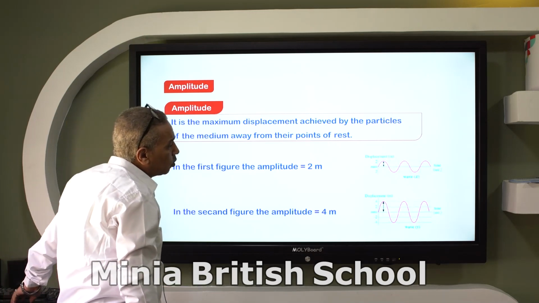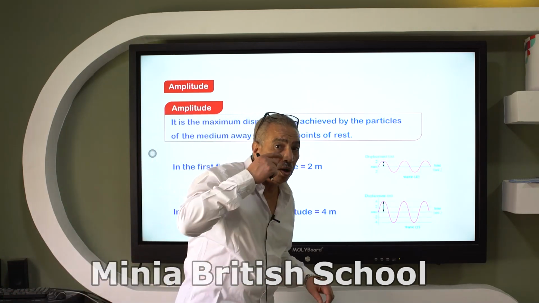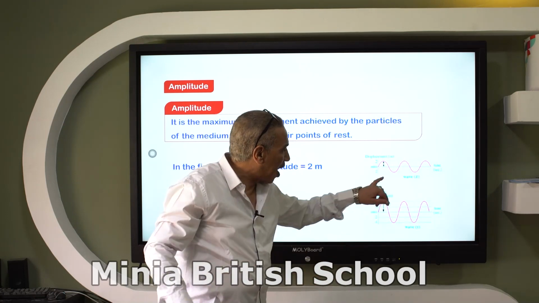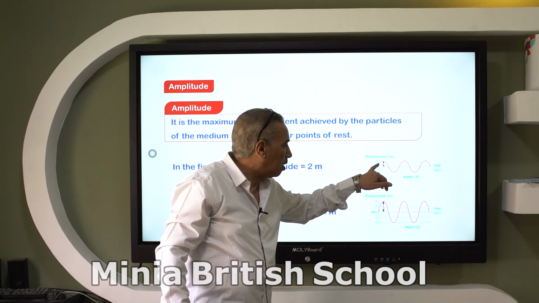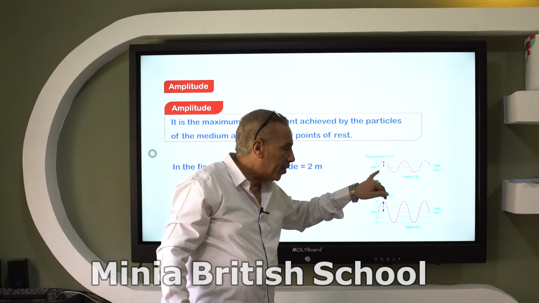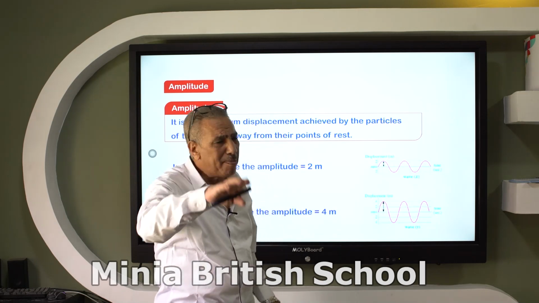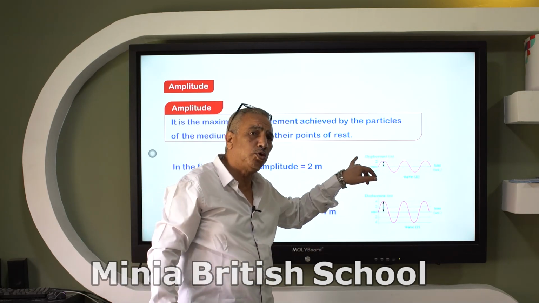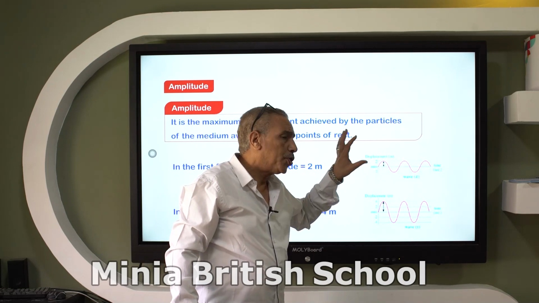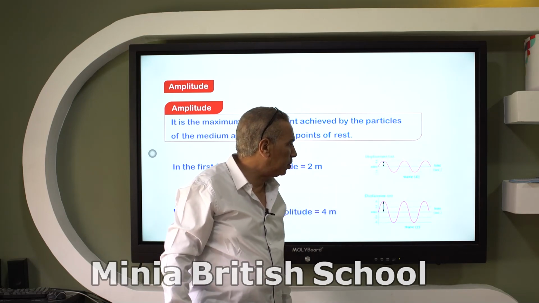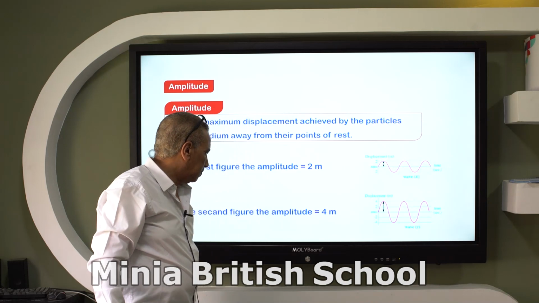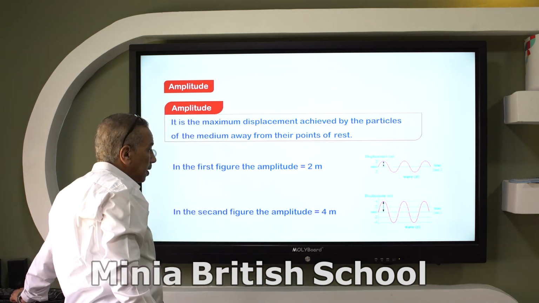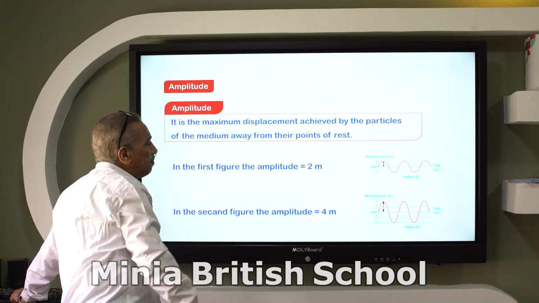Of course, if you want to measure the amplitude, you will look exactly at the maximum point of the crest or the maximum point of the trough. If the maximum point refers to 2, that means the amplitude of this wave is 2. Of course, the unit for measuring the amplitude is the meter.